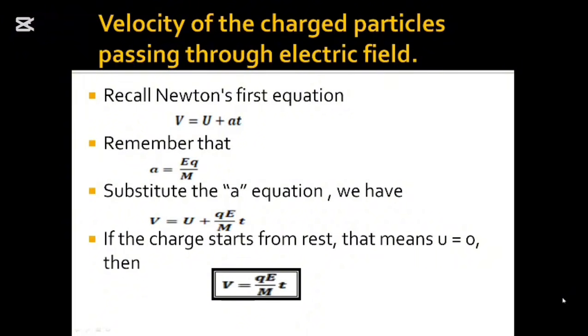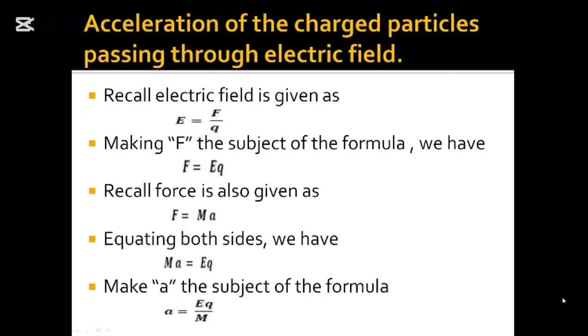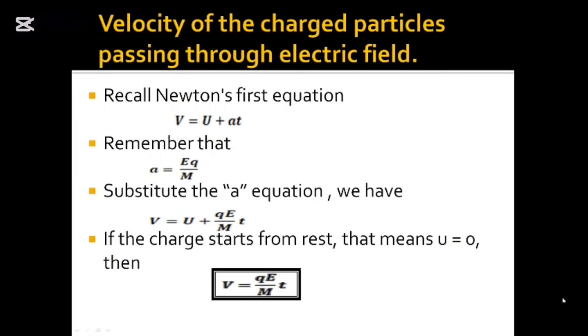Now remember that we just generated in the previous slide that A is equal to EQ all over M. So if I substitute the A equation, that means wherever I see A in the first equation, V equal to U plus AT, I will replace it with EQ all over M.